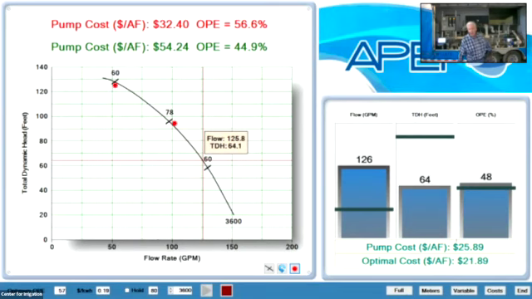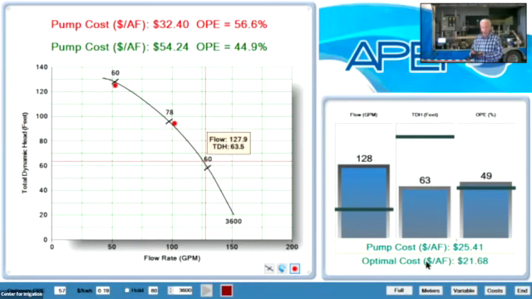Now, you notice our efficiency is not good here because we're not on the most efficient point. We're getting a high flow rate now, higher than we need probably, because our water levels came up 30 feet. But look at our pumping costs. And I'll compare it to what we have up here on the top. We had $32 when we were at our most efficient point. Now we have $25, even though this pump is not as efficient.